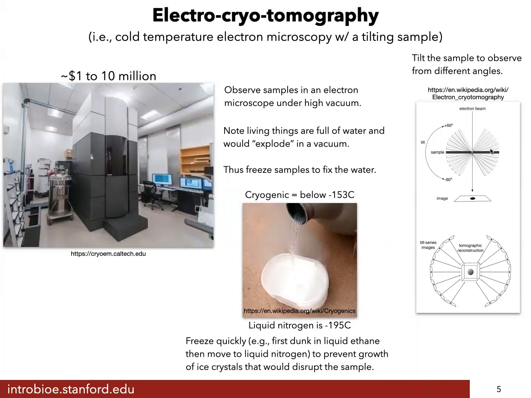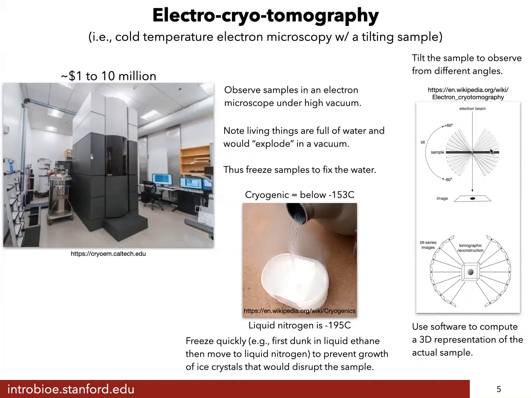That's what's shown here. And if we collect all of those images and keep track of them, then we can use a computer or software to infer and reconstruct what the three-dimensional object looks like. That's called tomographic reconstruction. This is used in microscopy and some types of medical imaging. So now we have this fancy word, cryotomography: cold temperature electron microscopy with a tilting sample. And we have a sense of what's going on.